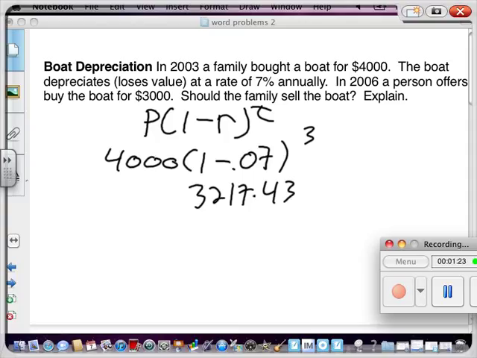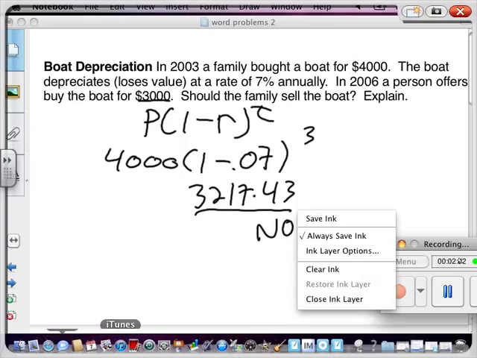Should he sell the boat for $3,000? Jeff says no. Why no? If he sells it for $3,000, how much money is he losing on the boat? $217.43 is a lot of money. All right, so I found the difference between these two, and found that he's going to lose $217.43. Is that the difference between $3,000 and $3,217.43?